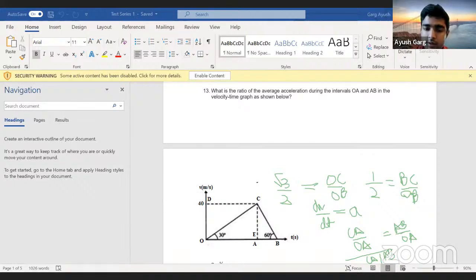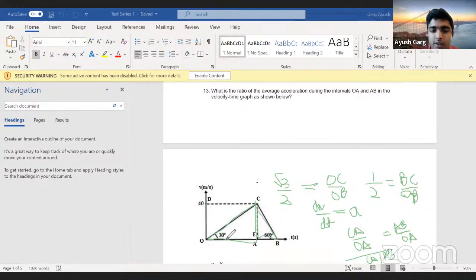Now, can you find out? Let's look at it in another way. You just have to find out the ratio of these accelerations, so you just have to find out the ratio of these slopes. So you have to find out this upon this. Can you look at these triangles and say that these are similar triangles? This triangle is similar to this.